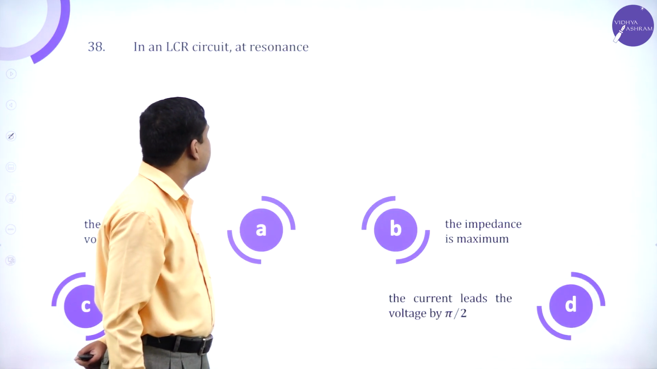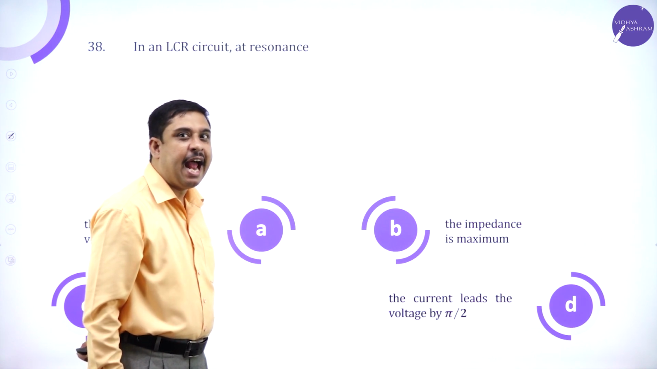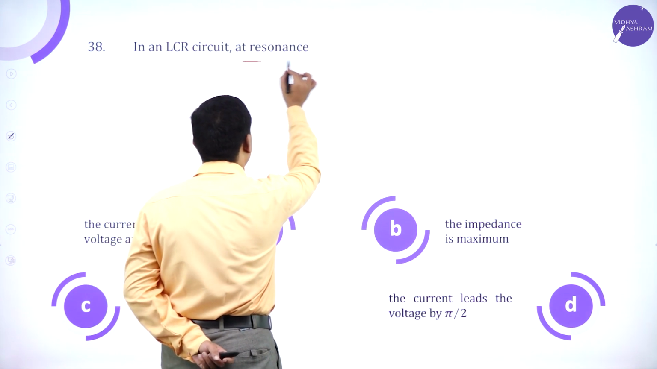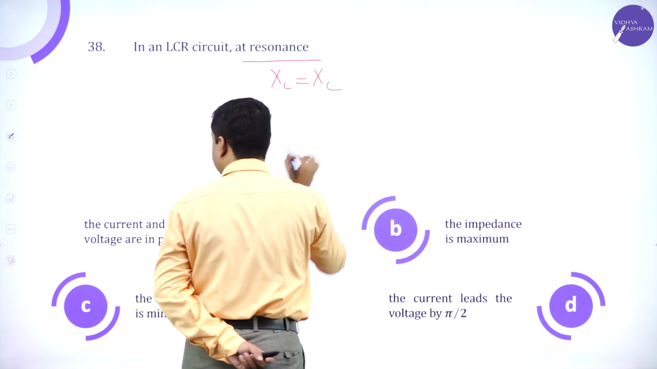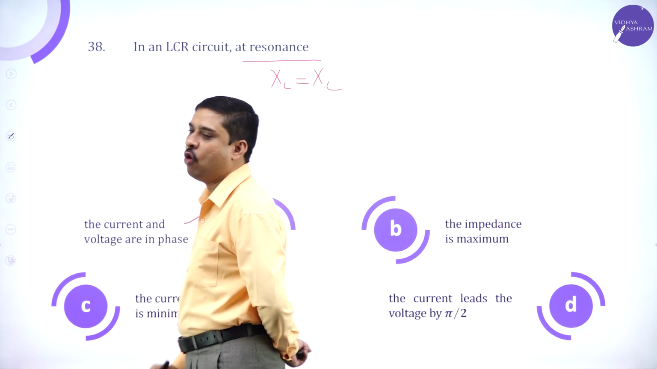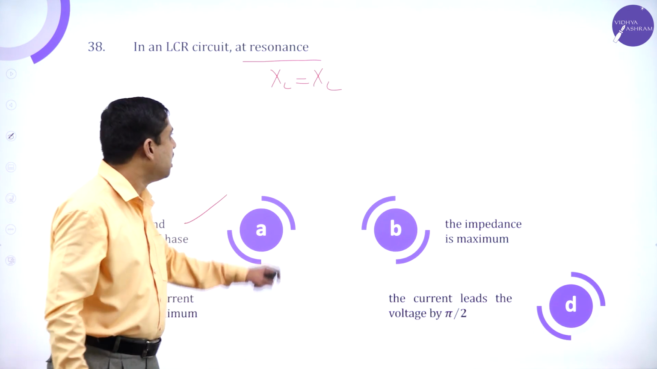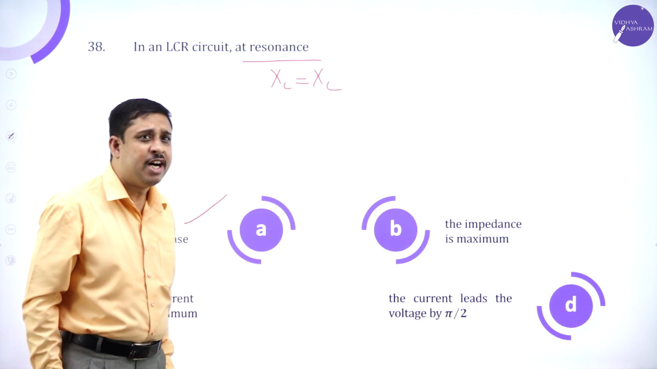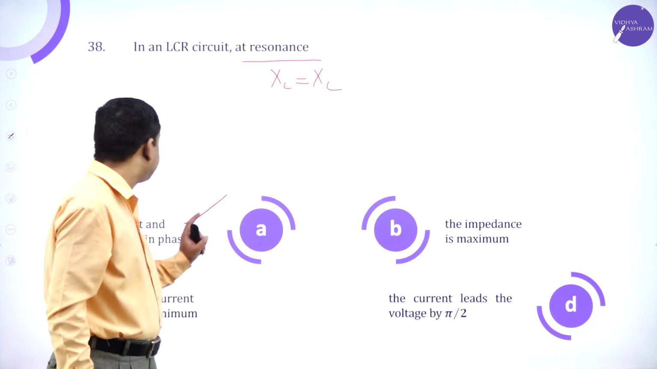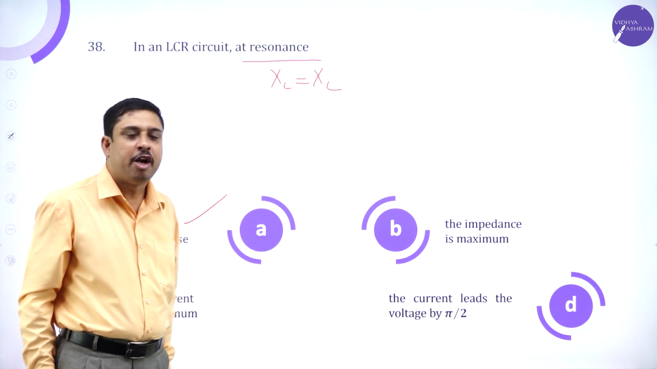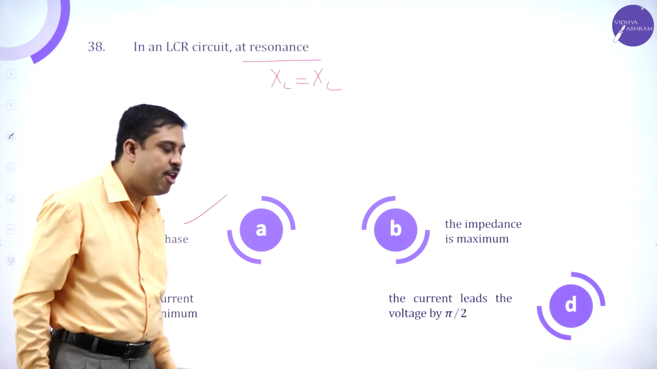In an LCR circuit, at resonance, XL will be equal to XC. Current and voltage are in phase. So whenever electrical resonance happens in an LCR circuit, current and voltage are always in phase.